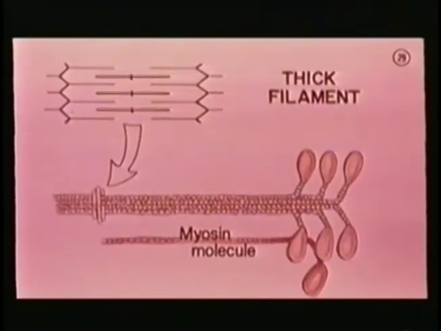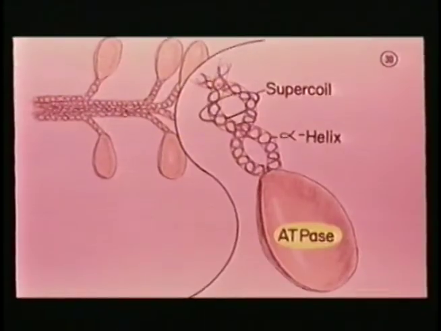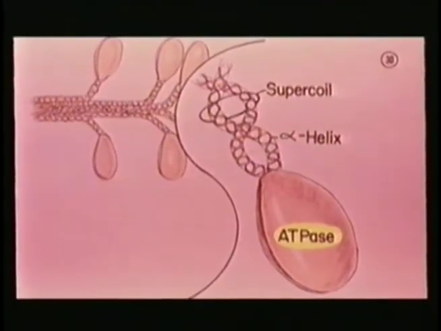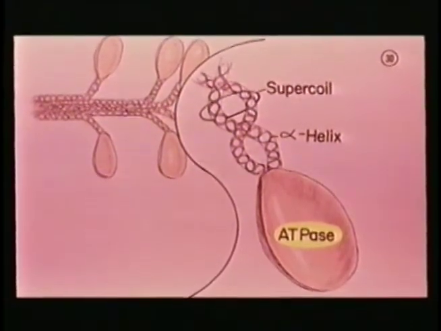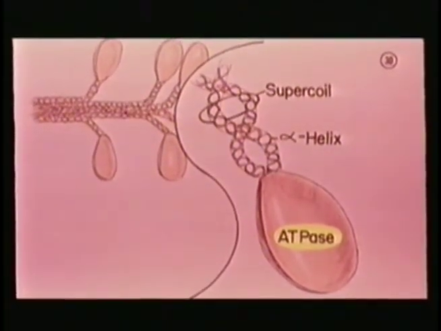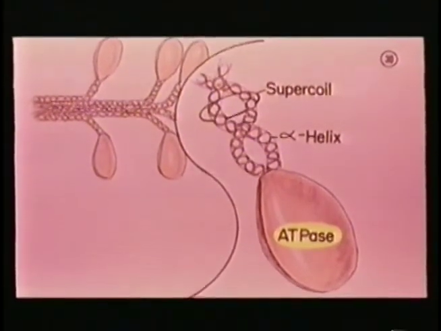Slide 29. The thick filament is assembled from a large number of myosin molecules. Slide 30. The myosin molecule has a molecular weight of about 490,000 and is composed of 2 alpha helical strands combined in a supercoil. Each strand terminates in a globular head. The 2 globular heads contain ATPase, the enzyme needed to release the energy contained in ATP.